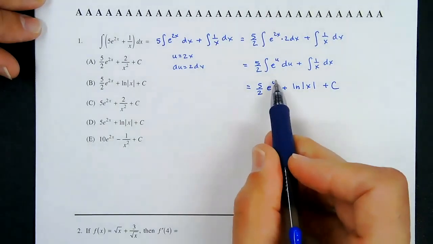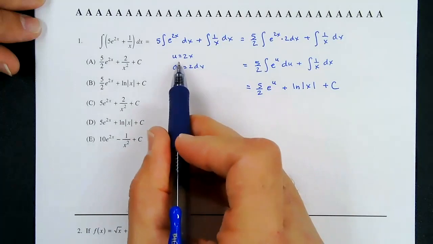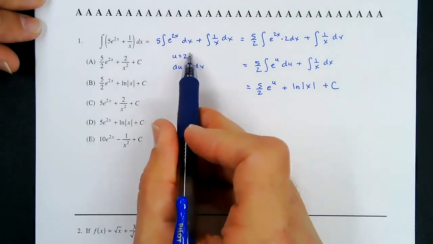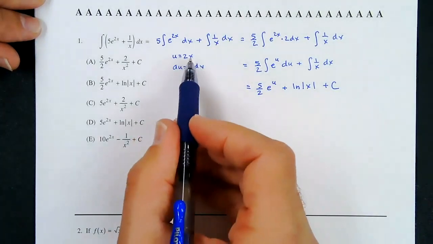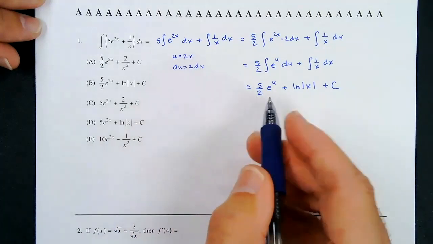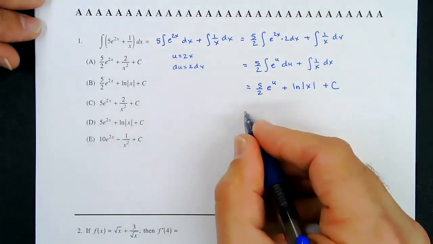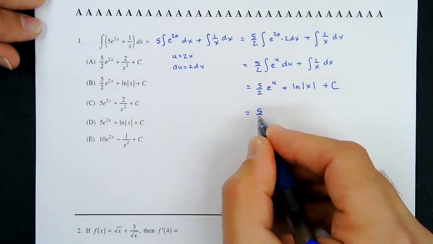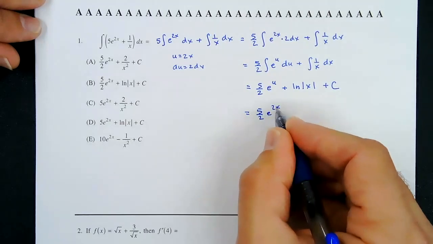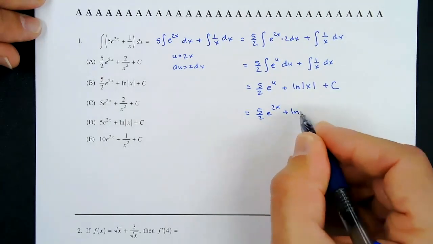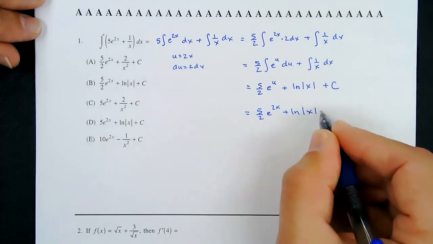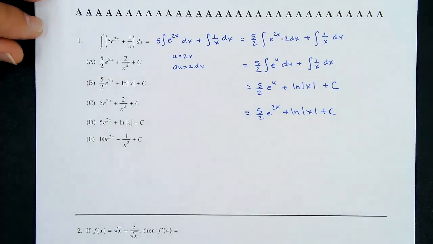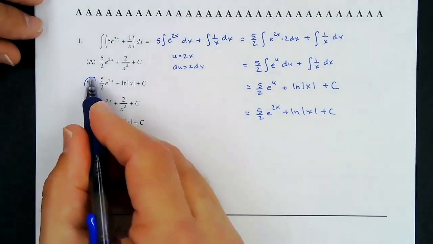And then we have to remember to go back and replace the u with what u is equal to, because we're asking really for antiderivatives here. And so we want to replace that back with 2x. So the final answer would be 5 halves e to the 2x plus the natural log of the absolute value of x plus c. And so the correct answer for this one is answer B.